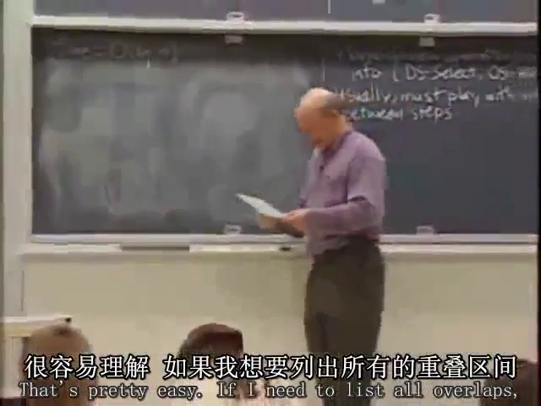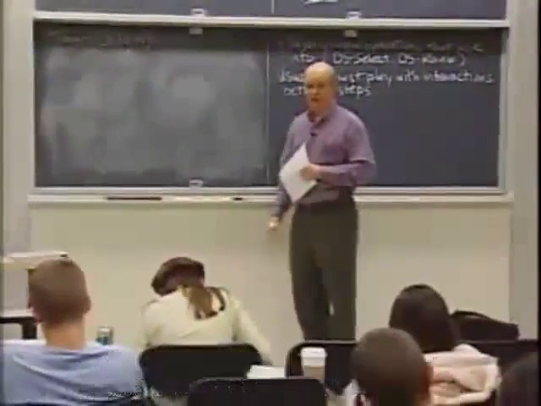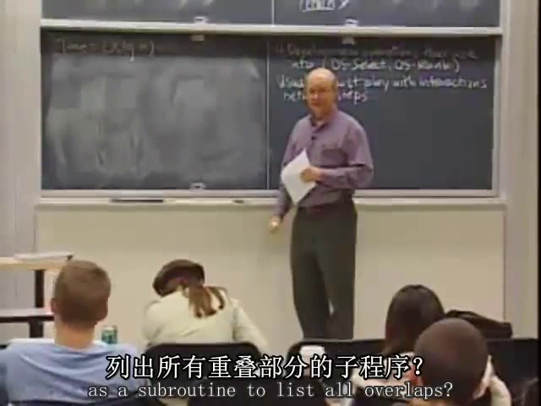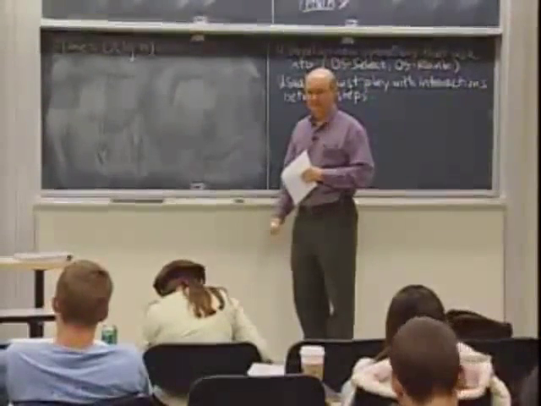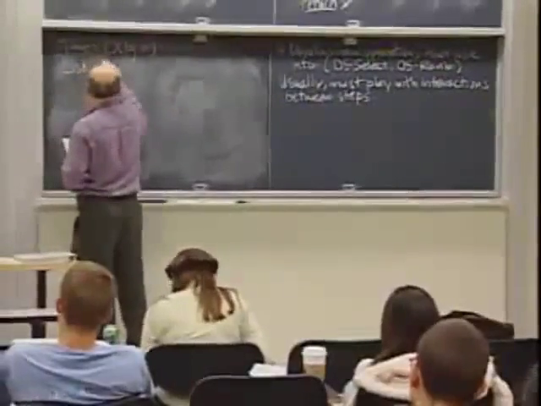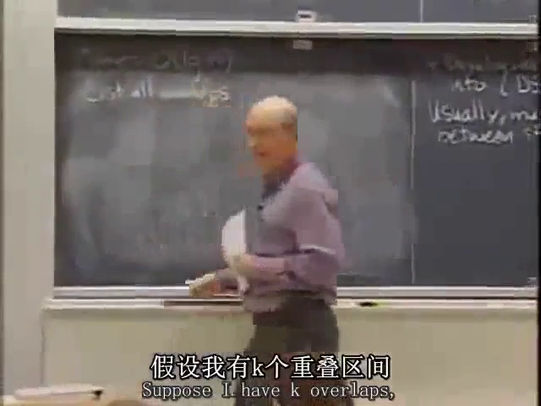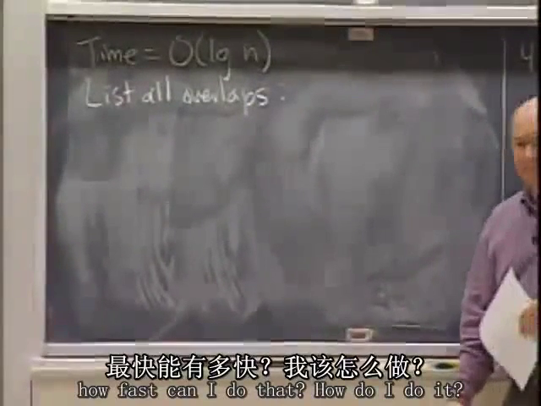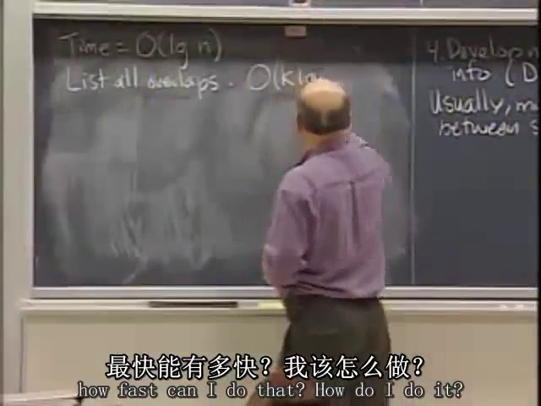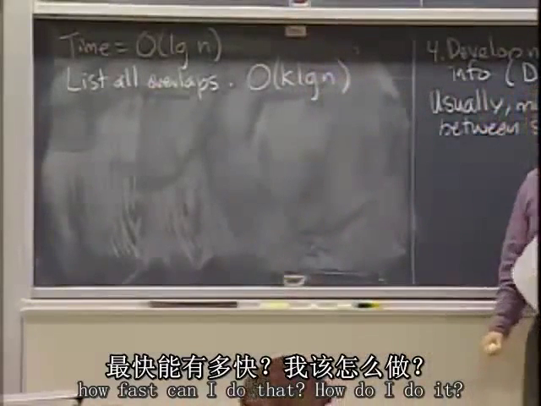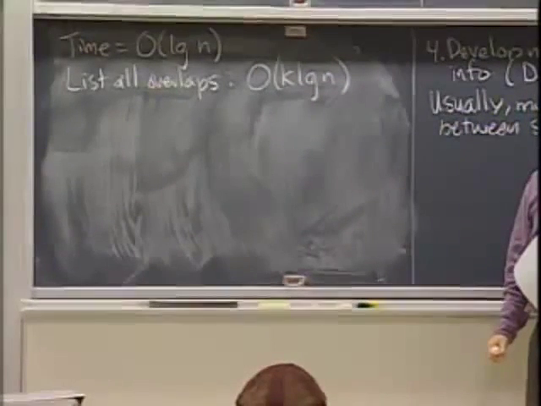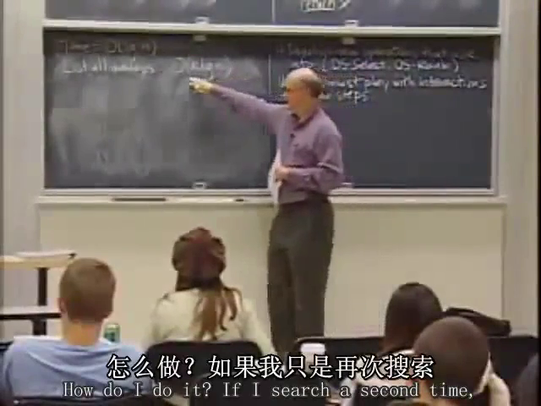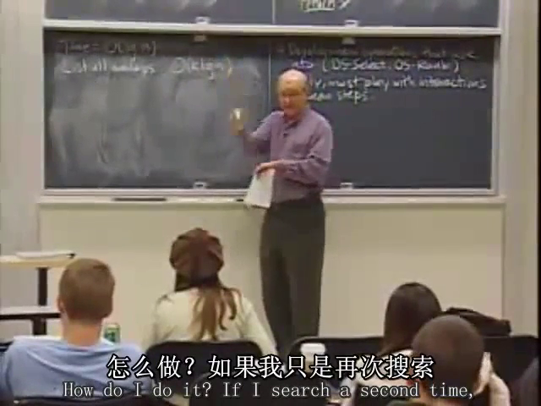If I need to list all overlaps, how quickly can I do that? Can somebody suggest how I could use this as a subroutine to list all overlaps? Suppose I have k intervals that overlap my query interval, and I want to find every single one of them. How fast can I do that? How do I do it? After all, if I search a second time, I might get the same value.